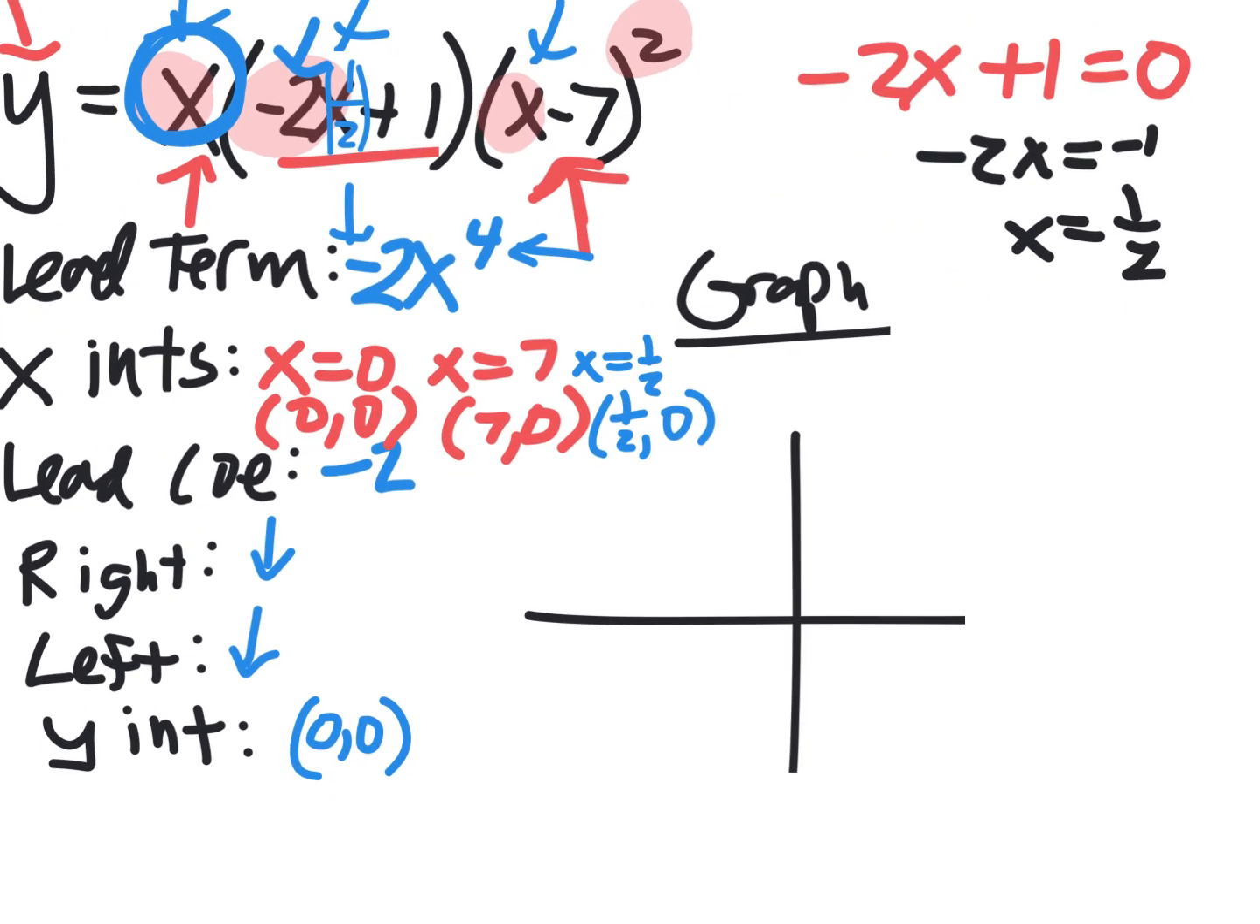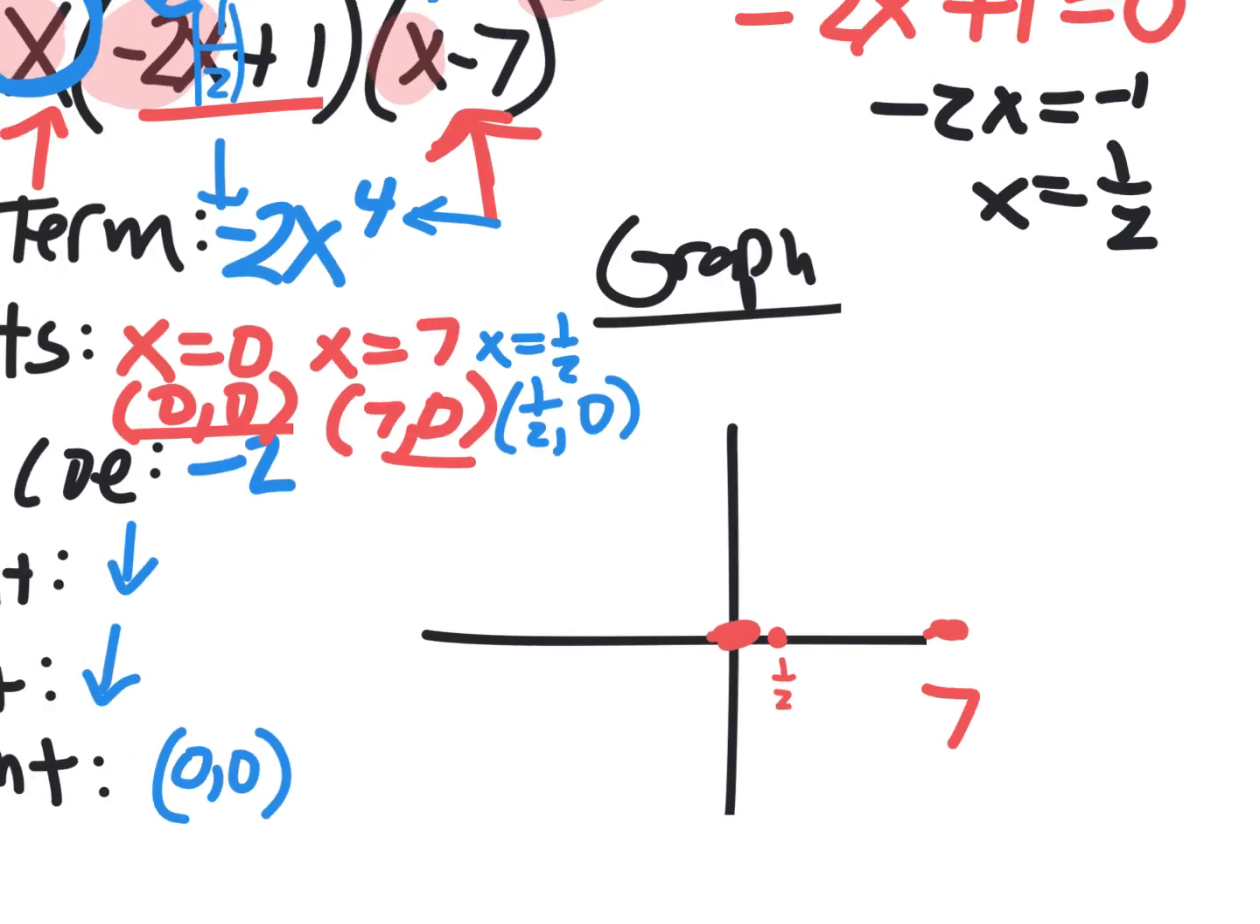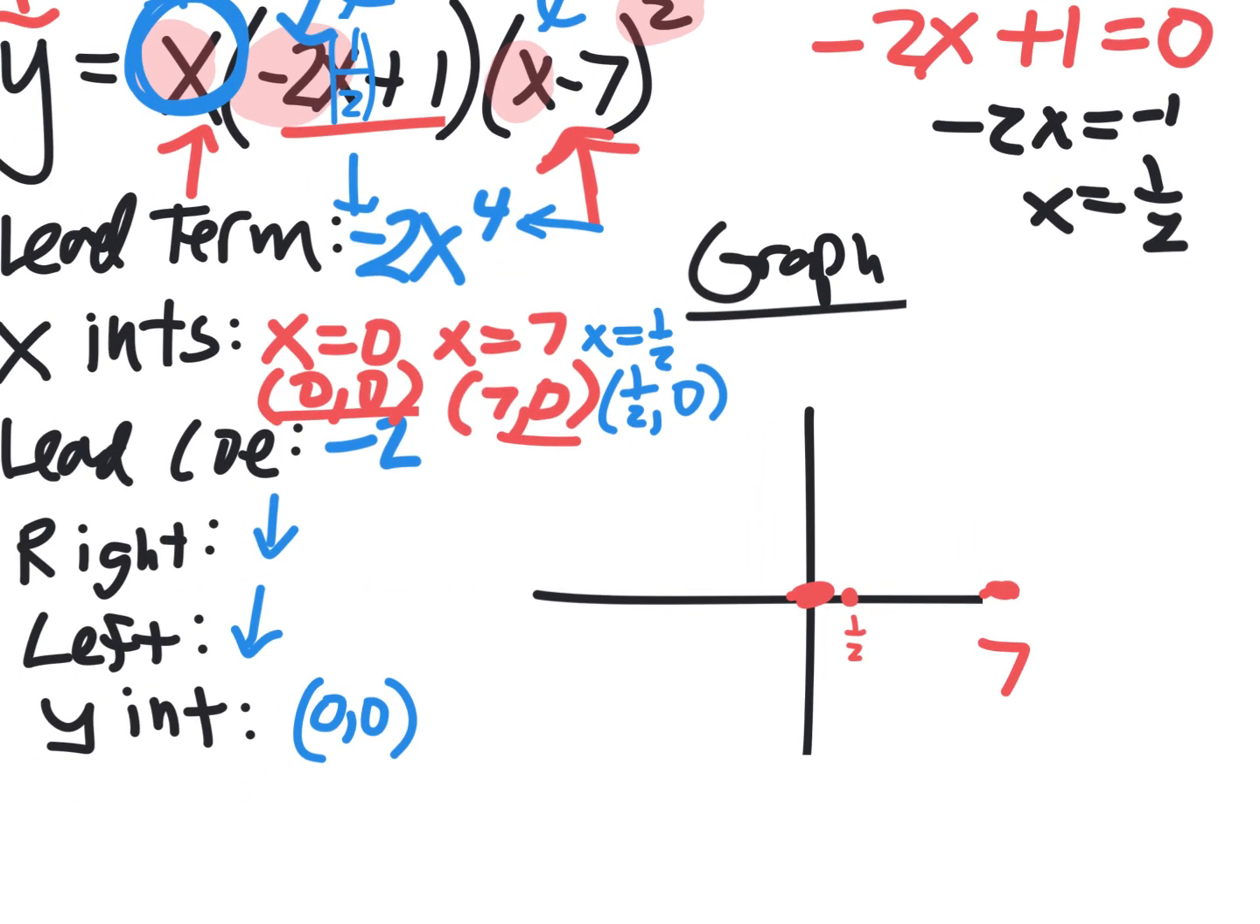So here's the graph of it. Goes through 0, 0, boom, the y-intercept is 0. It goes through 7, 0, which is right here, let's say. And it goes through 1/2 comma 0, which is like, I don't know, somewhere near 0. And it's going down on the right, remember that? Because of this negative in the front.